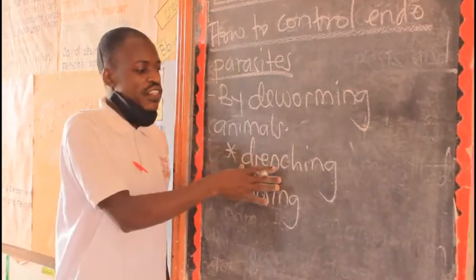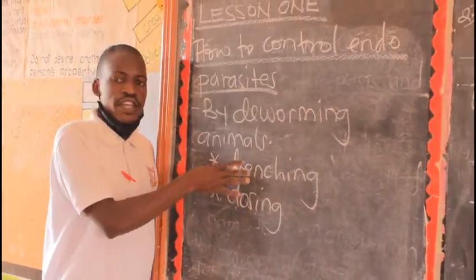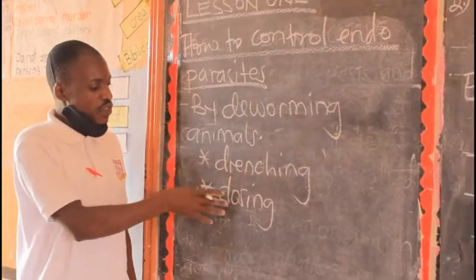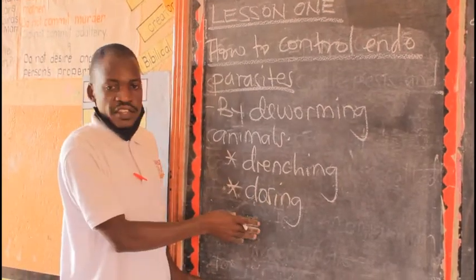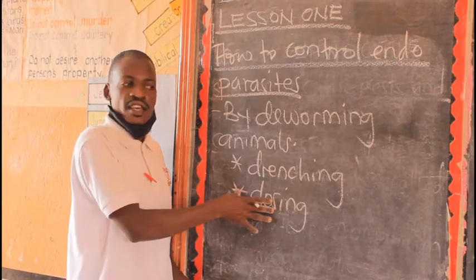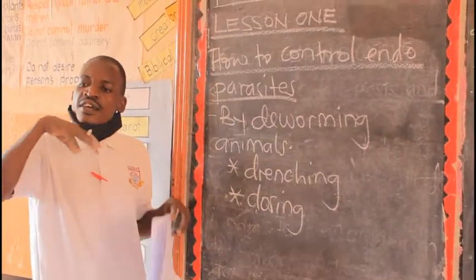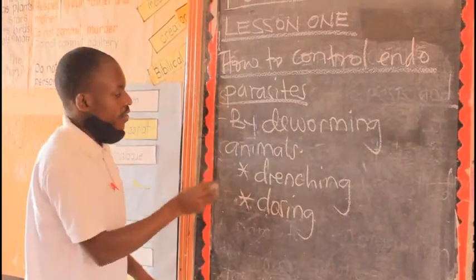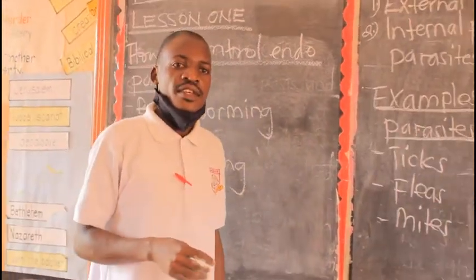I said that drenching is done using a drenching gun. It's giving liquid medicine to animals using a drenching gun. Then dosing is the giving of solid medicine to animals, like tablets. So with these two methods we are carrying out what we call deworming. And when you deworm, these internal parasites end up dying. Then another method of controlling these internal parasites.